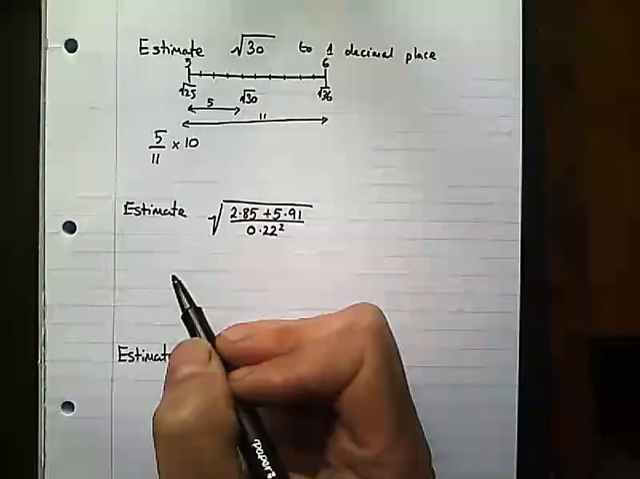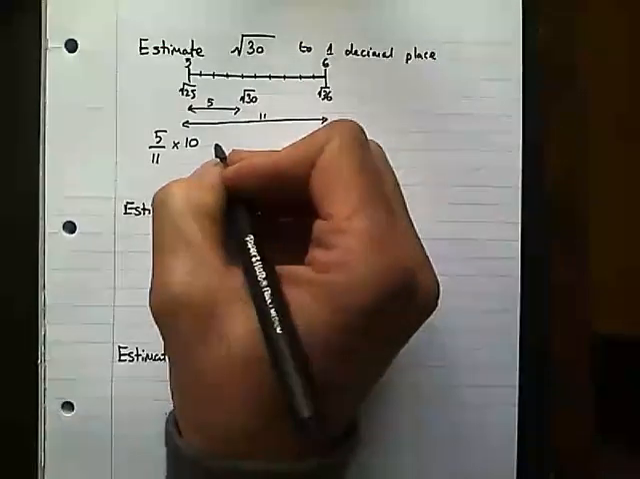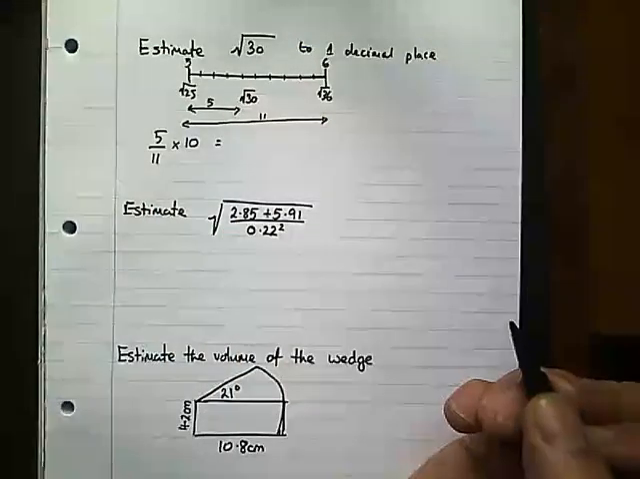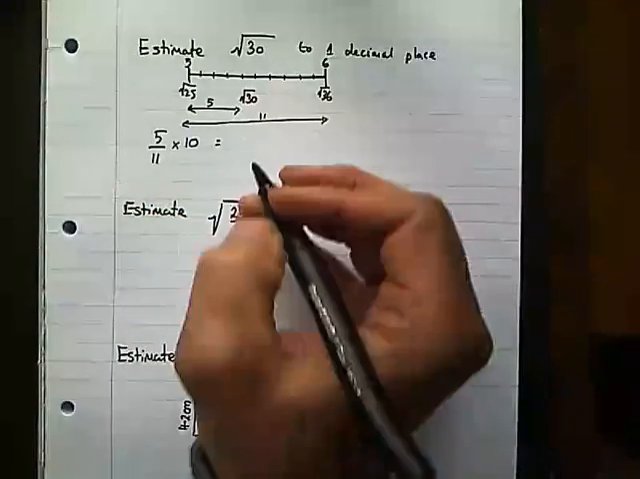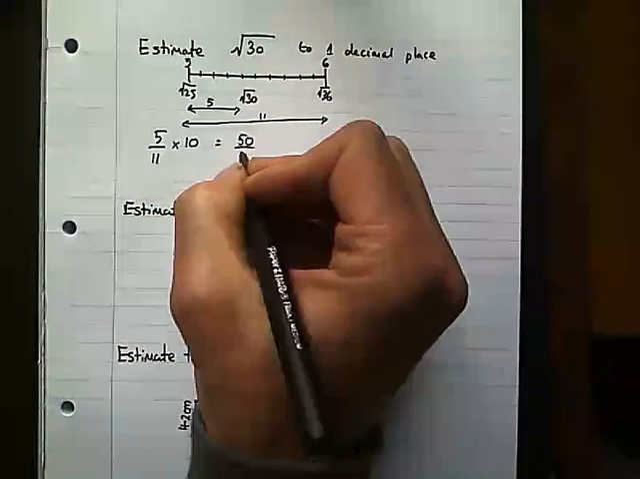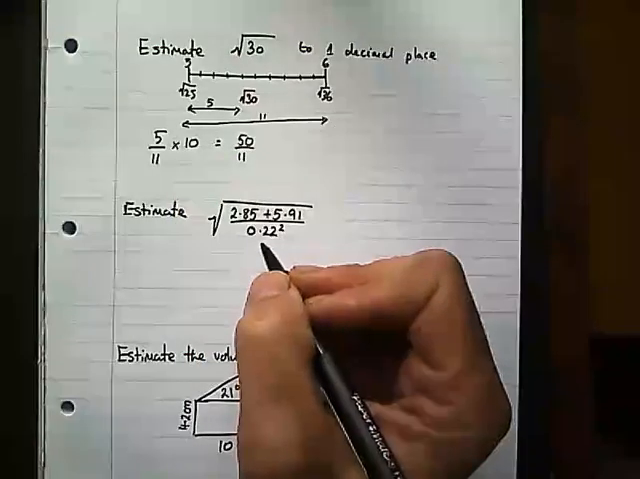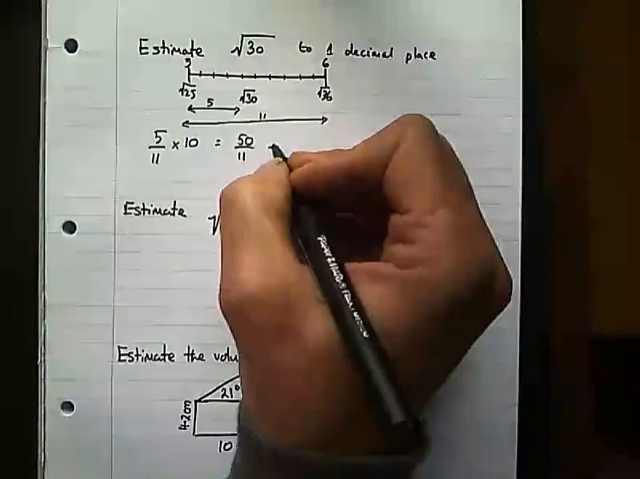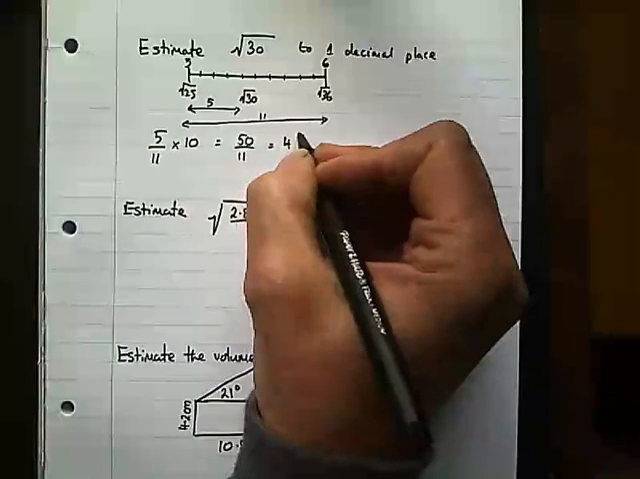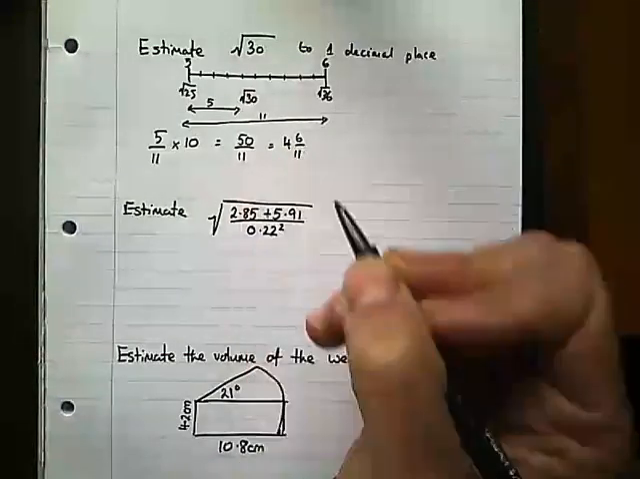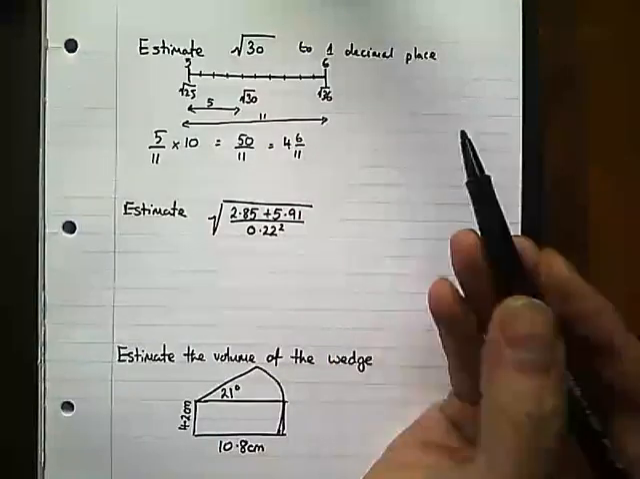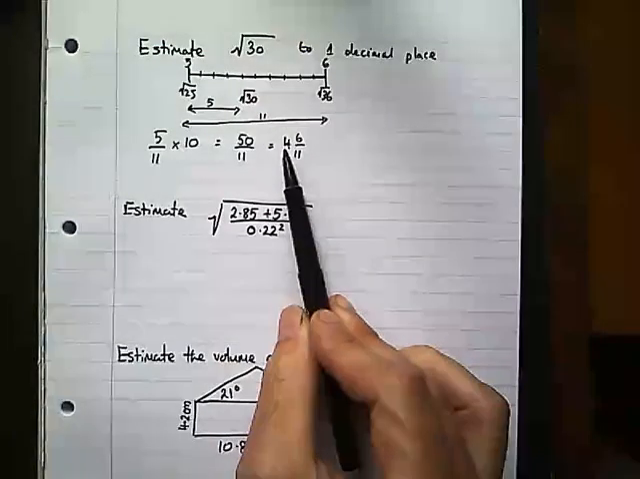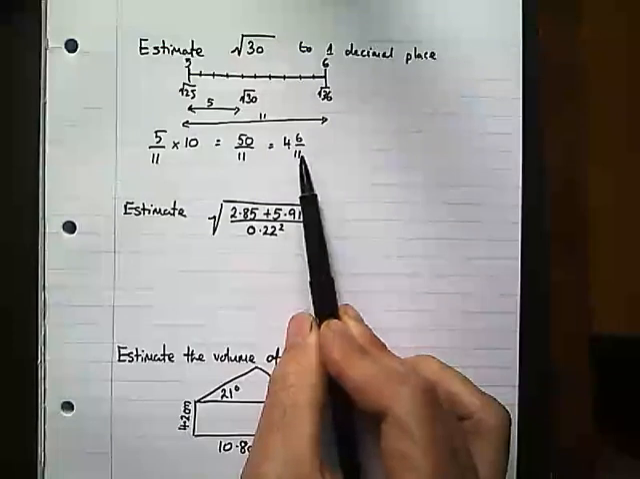Okay. So let's see if we can simplify this. Remember, we're not supposed to be using calculators, so I'm not just going to throw it into a calculator. 5 times 10 is 50. 50 over 11, well, that's the same as 4 and 6/11ths. Sorry, is it? Yeah, it's 6/11ths. So I've got 4 tenths, and then I've got 6/11ths of a tenth.